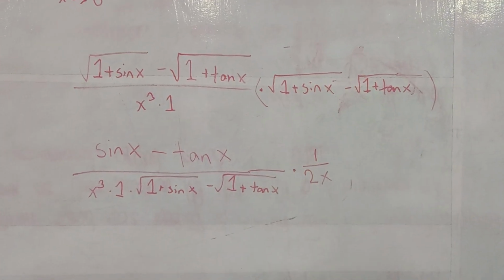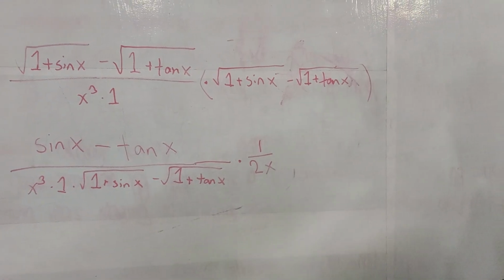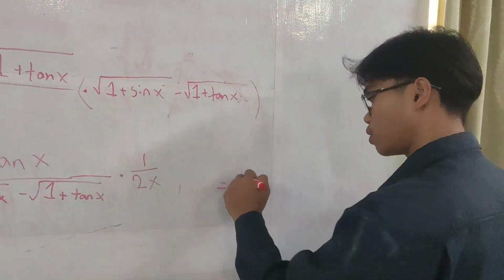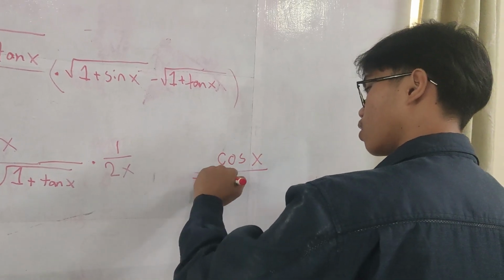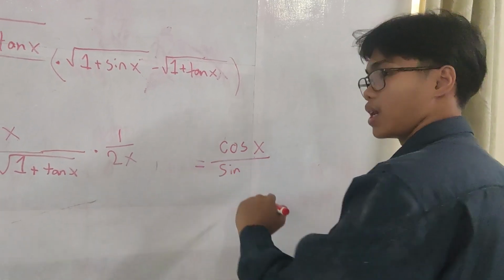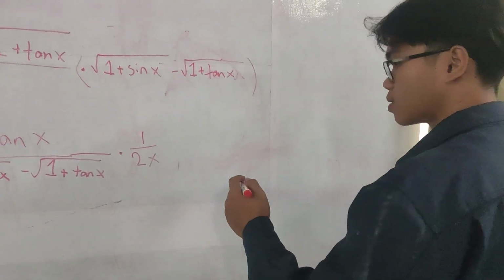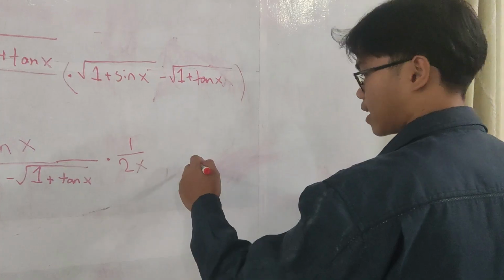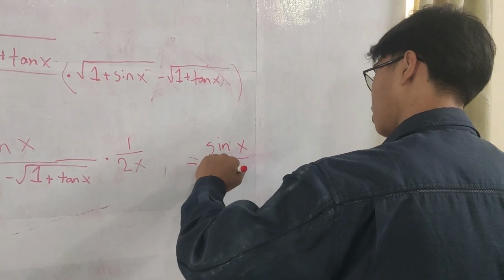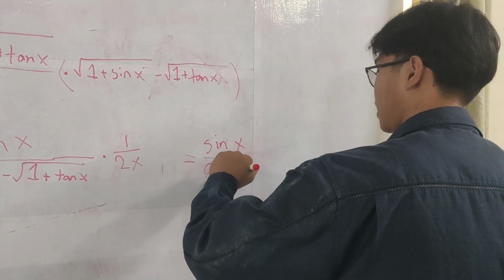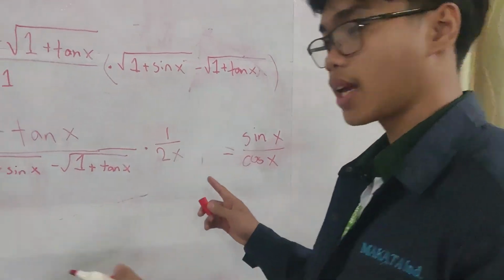So it's now times 1 over 2x. The next step here is to use the trigonometric functions, in which tan x is equal to sine x over cosine x. And with that, we can rewrite the whole expression once again as this.